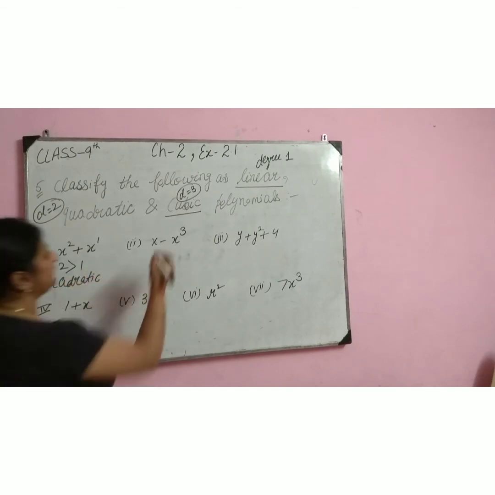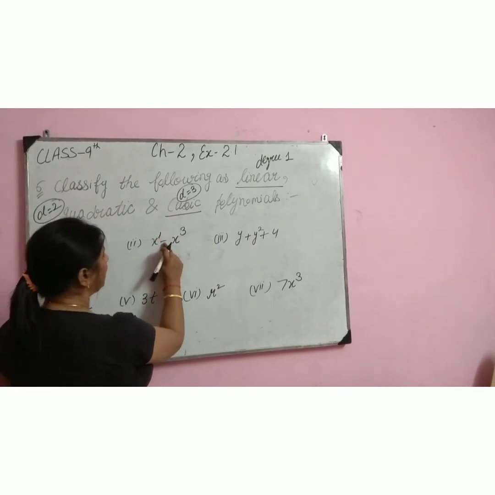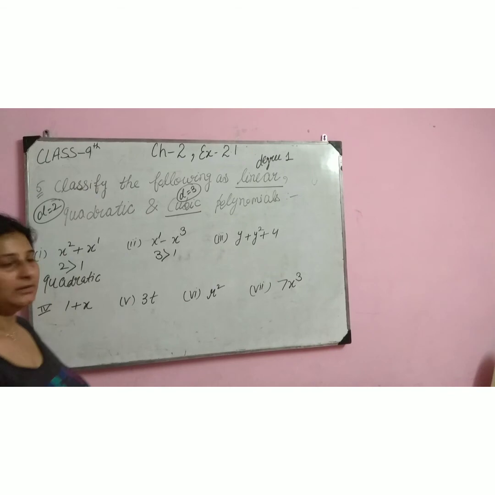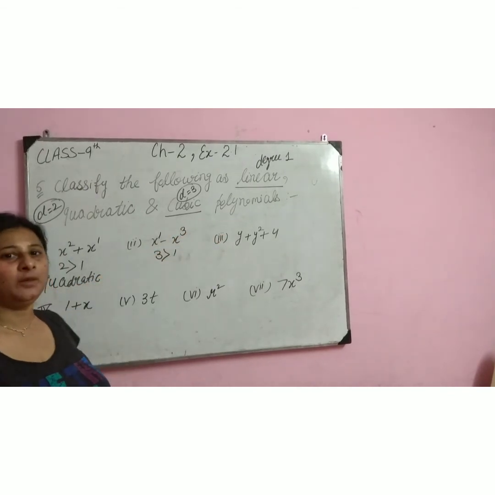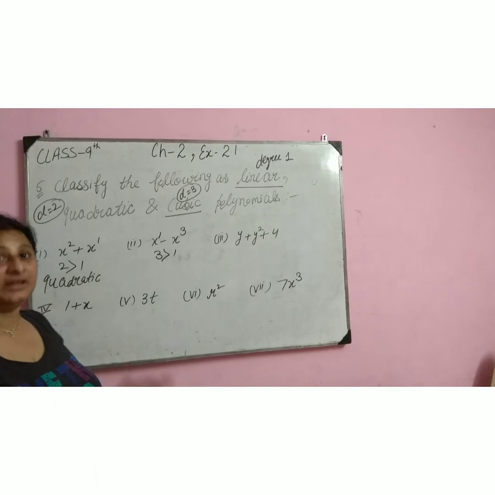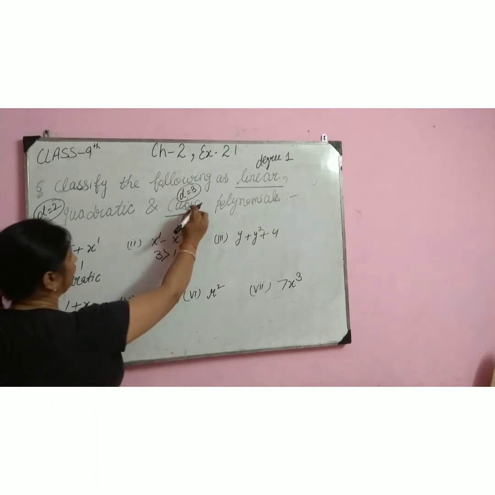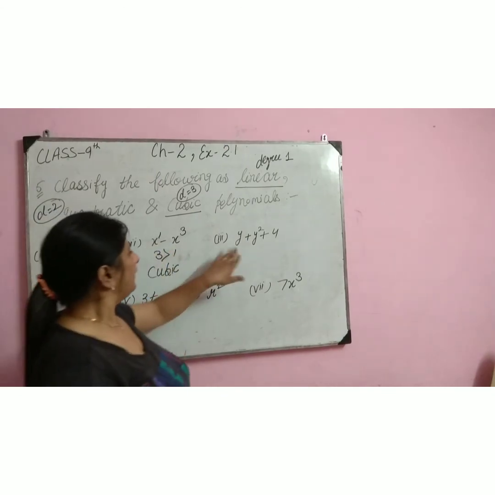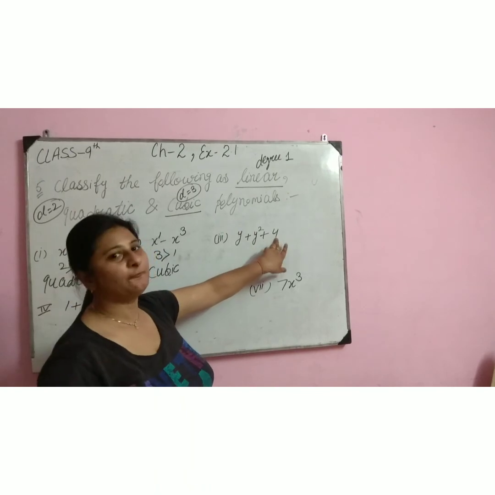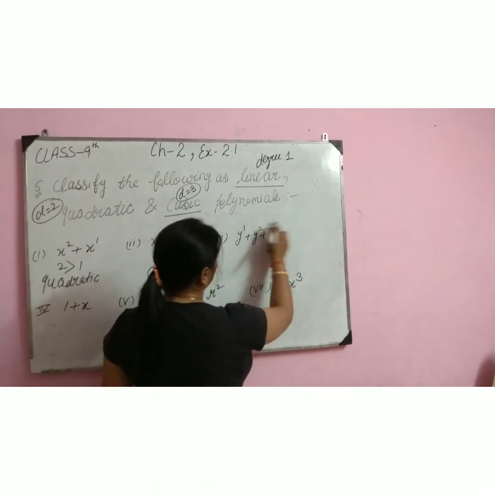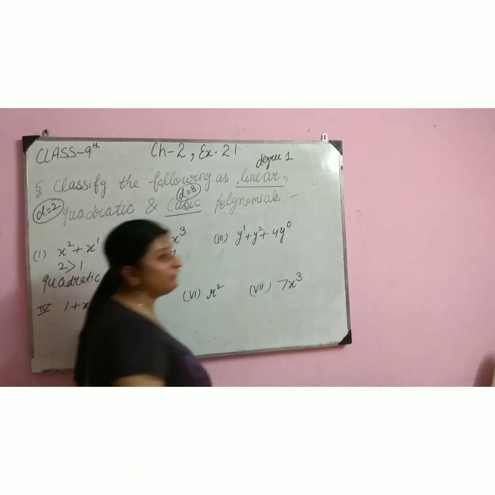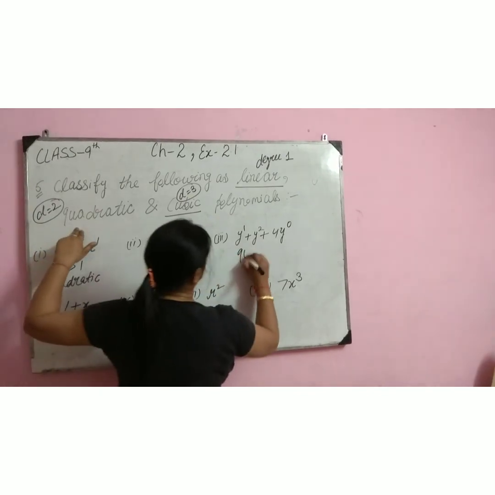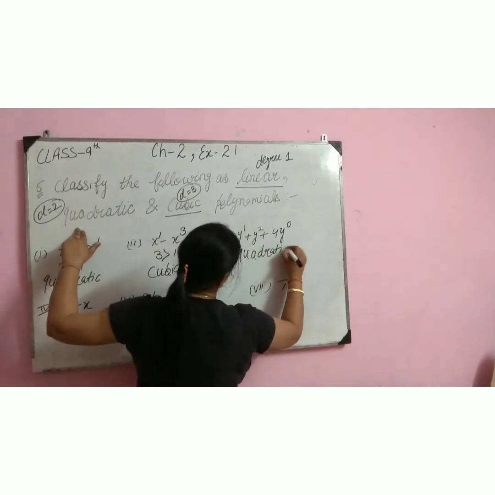Next, here is degree 1, x raised to power 1 minus x raised to power 3. Which is greater, 3 or 1? According to the property of the polynomial, we consider the highest degree, which is 3. So the given polynomial is cubic. Third one: y plus y square plus 4. Here the degrees are 1, 2 and 0. Which is greater? 2. And 2 belongs to quadratic.